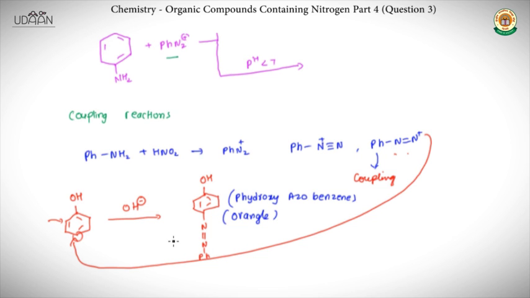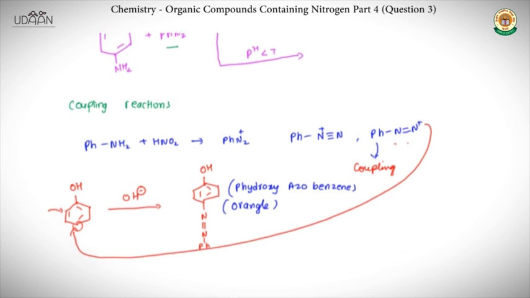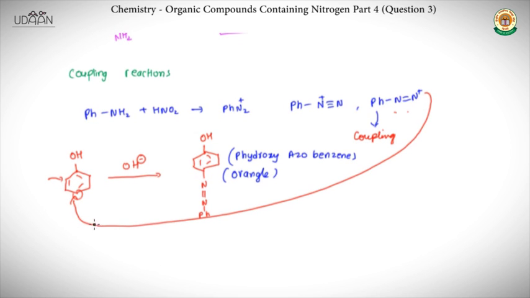Now let us see what it is. Or to remember this, you have OH, Ph, OH. Now this gives you orange, this is orange in color.